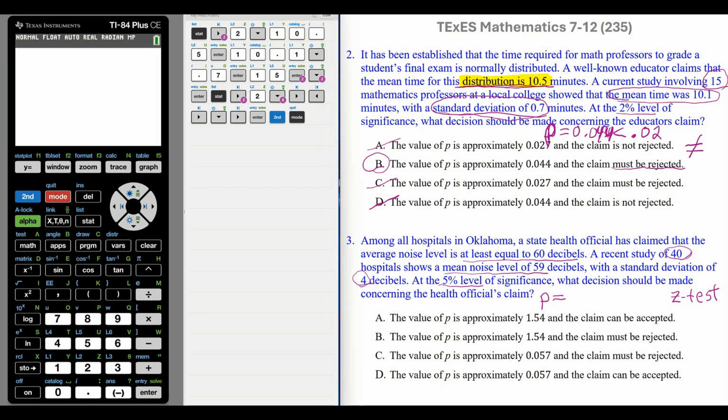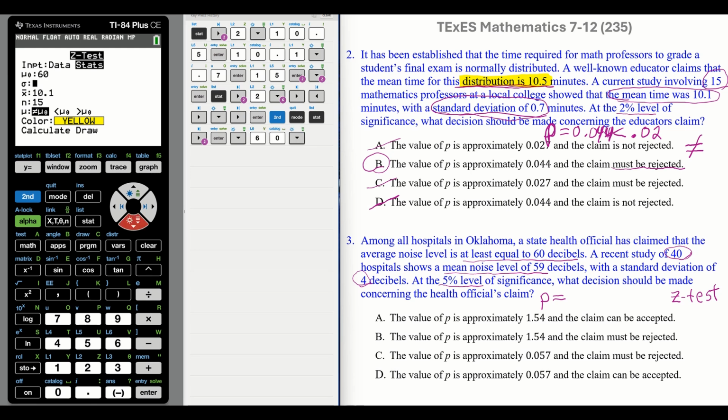Second mode to get out of stuff. You should know that by now, but just in case. Okay, stat over. We're just doing the Z, so we enter. Still doing statistics. Our original claim value is 60. Then our deviation is 4. Oh, I already have that typed in. And our new claim is 59. And then our population size is 40.